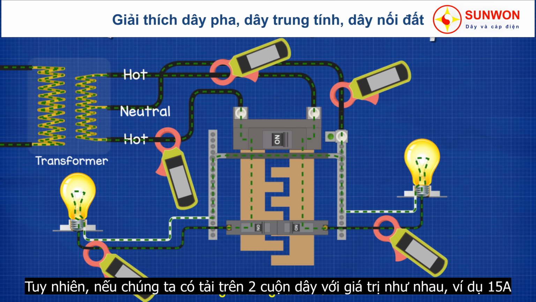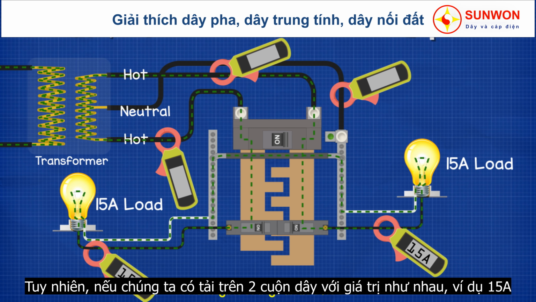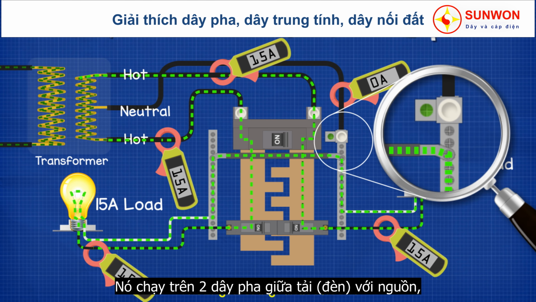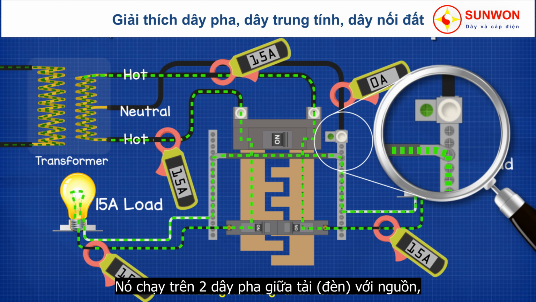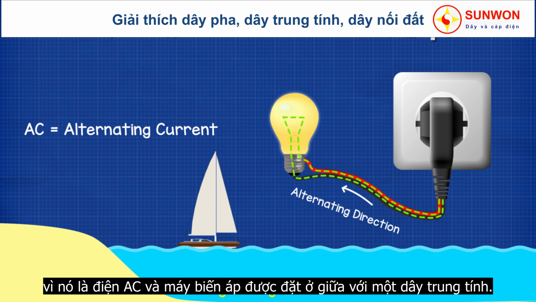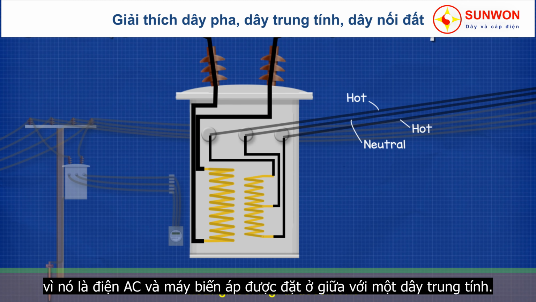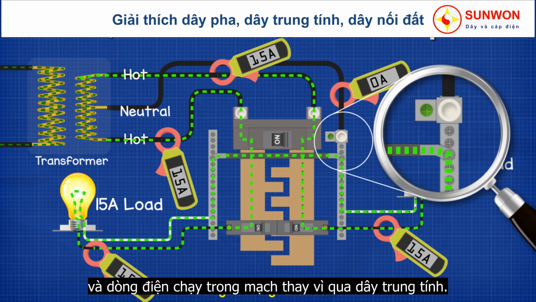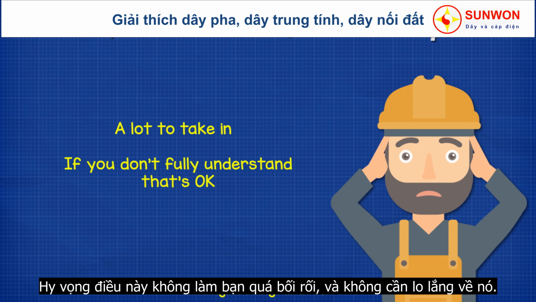However, if we had a load on both coils and they are of equal value, say for example 15 amps each, then there will be no current flowing in the neutral wire. So where's it going? Well, it's flowing back and forth on the two hot wires between the load and the source. That's because it's AC alternating current and the transformer is center tapped with a neutral. So while one half is moving forwards, the other half is moving backwards, and the current will flow into the other circuit instead of back via the neutral. Hopefully that hasn't confused you too much. If it has, then don't worry about it too much for now. We're going to cover that in a more advanced video.